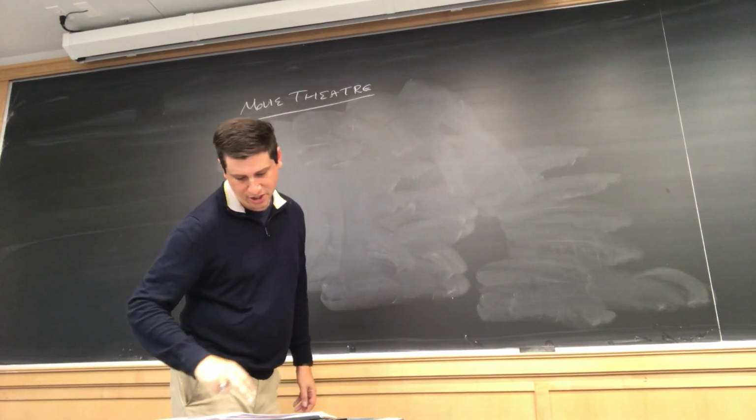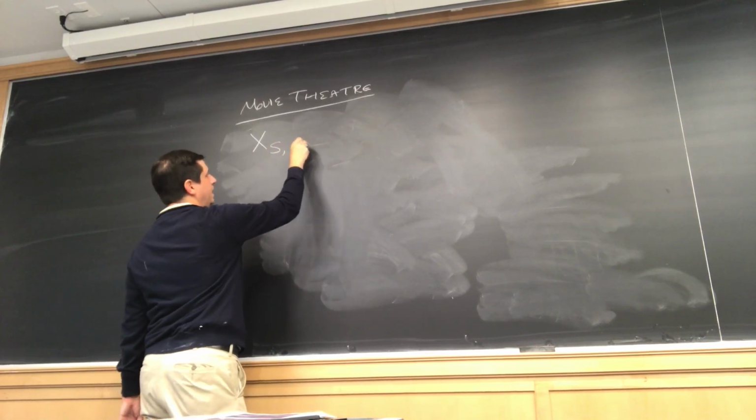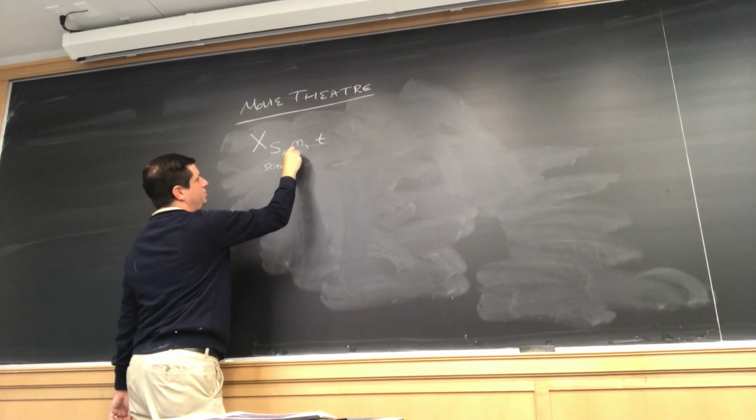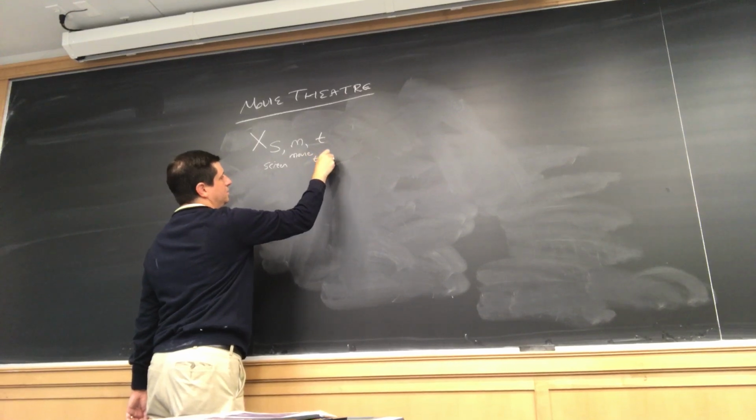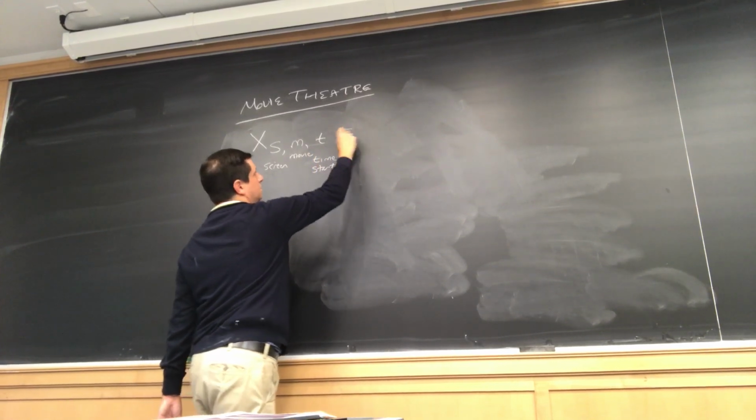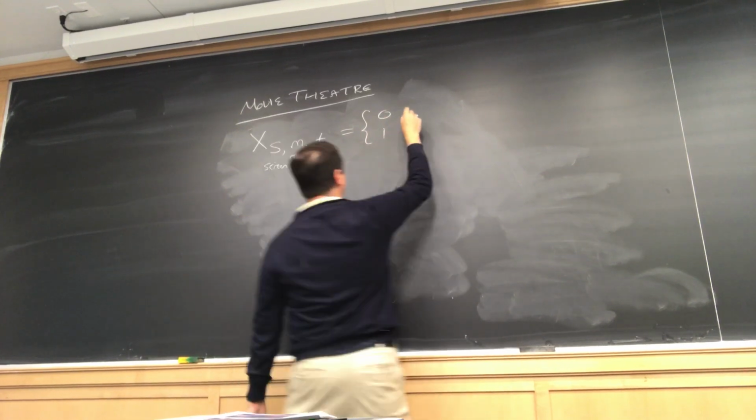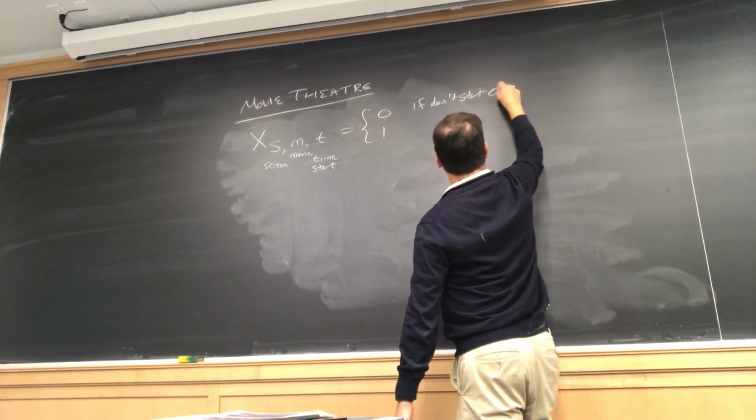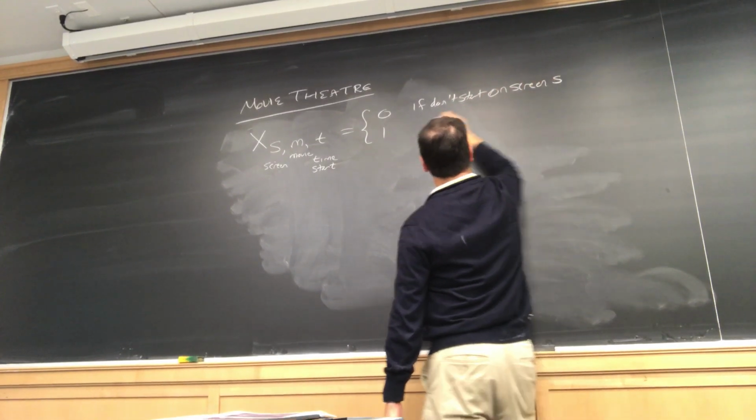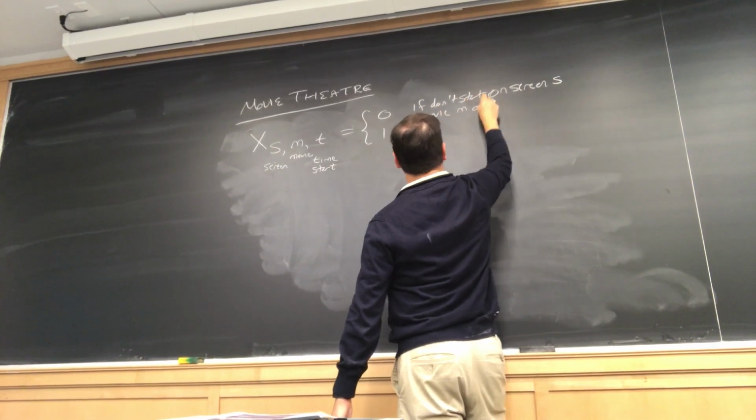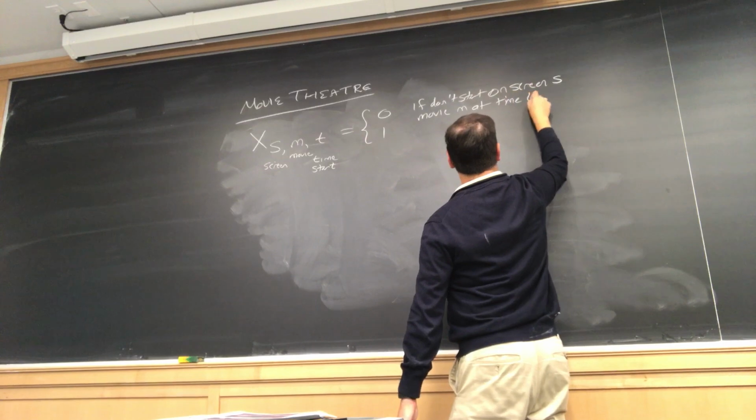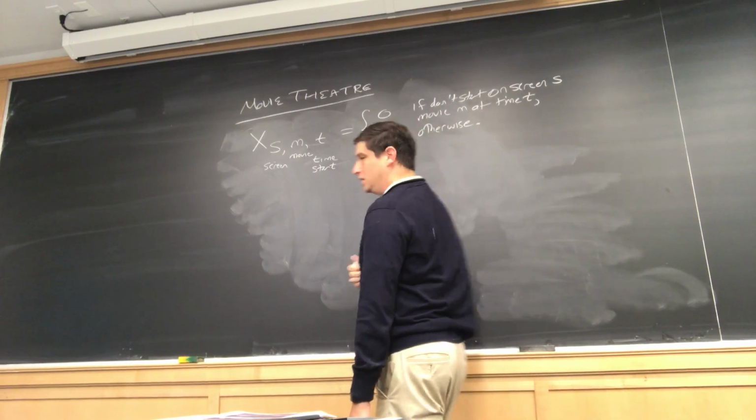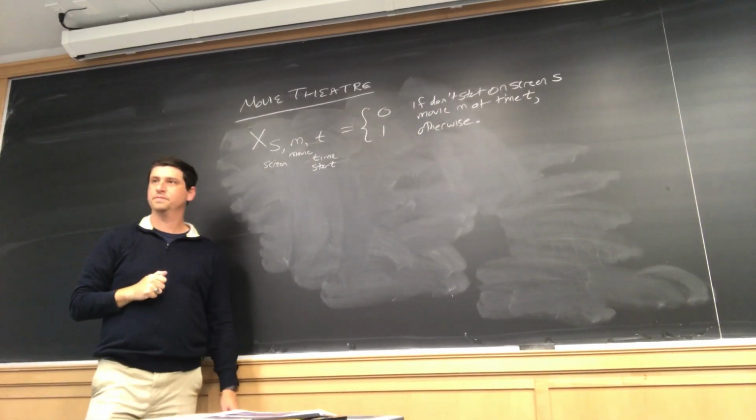Okay, so just the same notation I have here, I will have screen S, movie M, time T. So this is screen, this will be movie, and this will be the time that we start. So 0 if we don't start on screen S movie M at time T, and 1 otherwise. That's a really good choice of a variable.